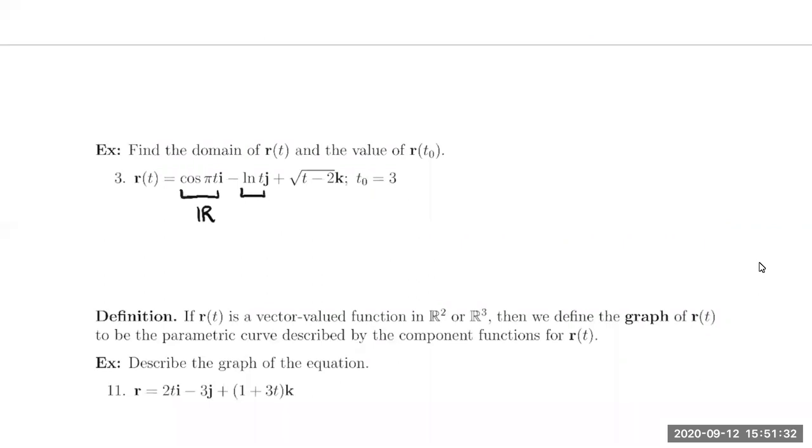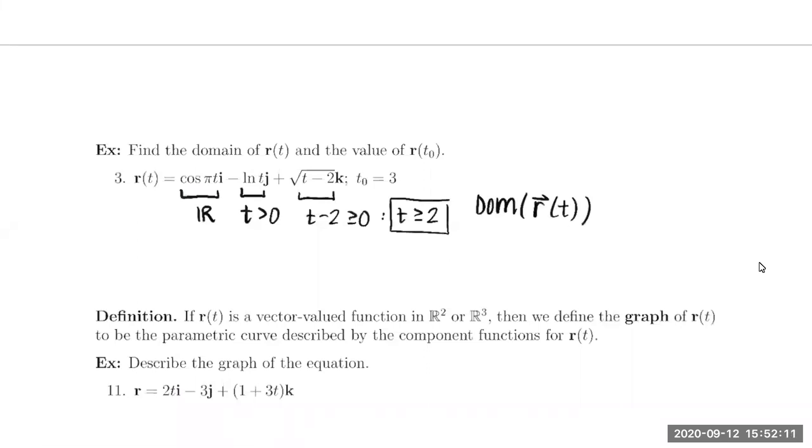When I look at the natural log function, I know that t is only defined for positive values. Lastly, when I look at the square root of t minus 2, I know that t minus 2 needs to be greater than or equal to 0. So in other words, t must be greater than or equal to 2. So now I look at all 3 of these domains and I decide what t values would fit into all 3 of those domains. And as it turns out, this last piece is the most restrictive and still satisfies the other 2 domains. So we say that the domain of our vector valued function r of t is t greater than or equal to 2, or you can express it as the interval from 2, closed, all the way up to infinity. So this is the domain of our function.